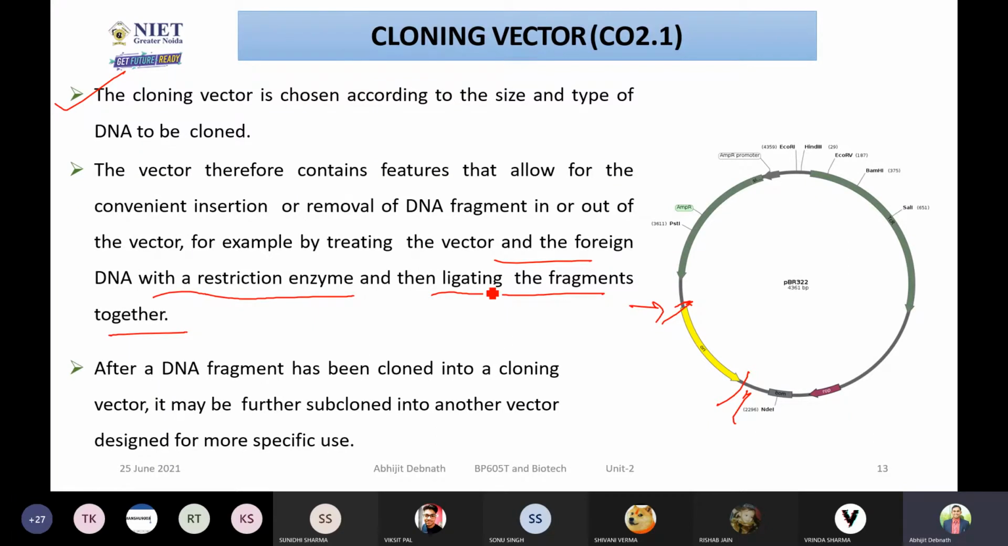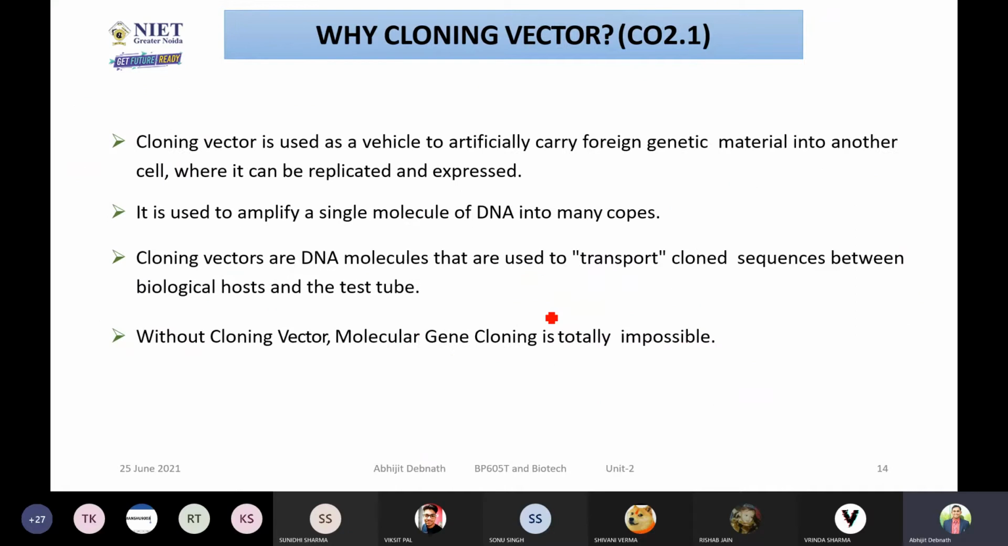After a DNA fragment has been cloned into the cloning vector, it may be further subcloned into another vector for design purposes. Subclone, I'll tell you in my next discussion. So why cloning vector? Why do we use a cloning vector? Already you are very much aware, but still I would like to mention again that the cloning vector is used as a vehicle to artificially carry foreign genetic material into another cell where it can be replicated and expressed.